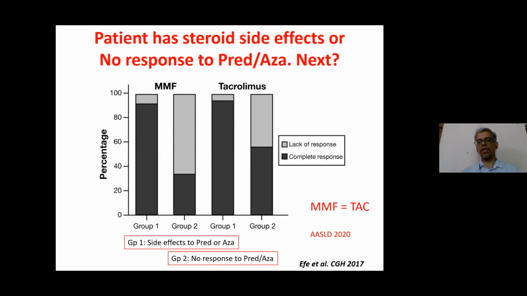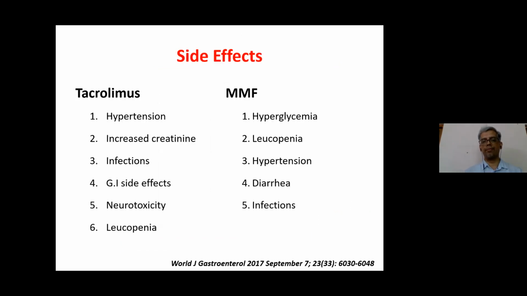So our patient had side effects to steroids. In another clinical scenario, it may happen that the patient may not respond to pred and AZA. So what are my options when I'm treating such patients? Fall back to the second line drugs. Second line drugs include MMF and tacrolimus. The data suggests that when you've got side effects to either pred or AZA, use of either MMF or TAC may be equivalent. Whereas if you've got a non-response to pred or AZA, TAC may do relatively better as compared to MMF. Both these drugs also come with their own side effect profile.